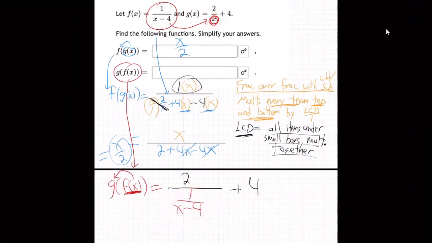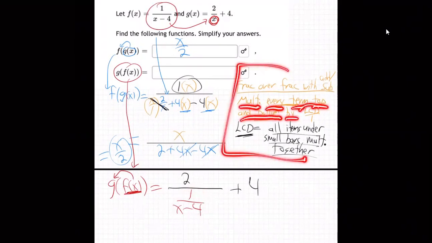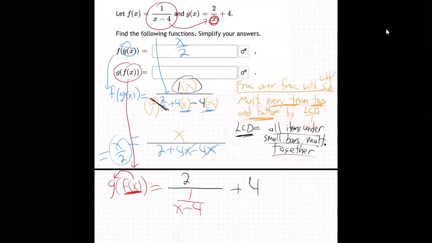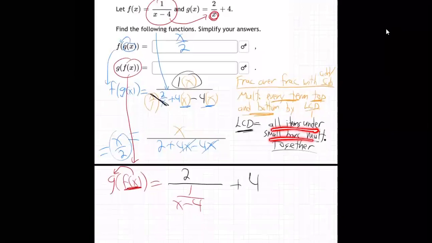All right, and then I got to do the LCD thing, right? Why? Because we have fractions over fractions. See it? This is a fraction in the bottom of a fraction. So this again, which means what? Multiply every term, top and bottom, by the LCD over 1. Well, what's the LCD over 1? LCD is all the items under small bar.